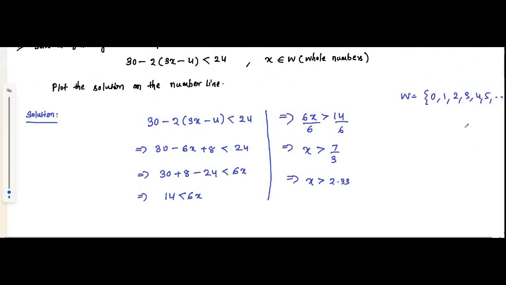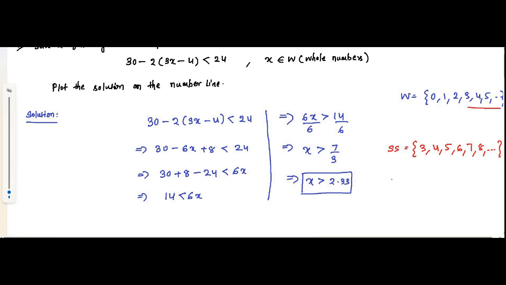So here what we have to do, we have to pick only those values which satisfy this specified criteria. Anything greater than 2.33, but as we have only distinct whole numbers here, no decimal values, we have to pick only those whole numbers which are greater than 2.33. So starting from 3, everything is applicable here up to infinity. So the solution set is 3, 4, 5, 6, 7, 8 and so on up to infinity.